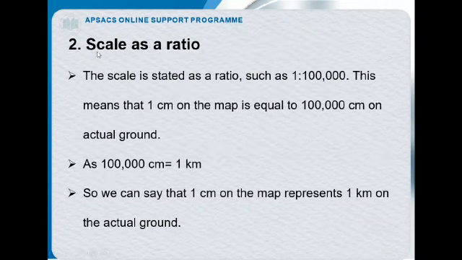The second type is scale as a ratio. The scale is stated as a ratio, as you can see, 1:100,000. This actually means that 1 centimeter on a map is equal to 100,000 centimeters on actual ground. We also know that 100,000 centimeters, or 1 lakh centimeters, is equal to 1 kilometer. So we can say that 1 centimeter on a map actually represents 1 kilometer on the actual ground.